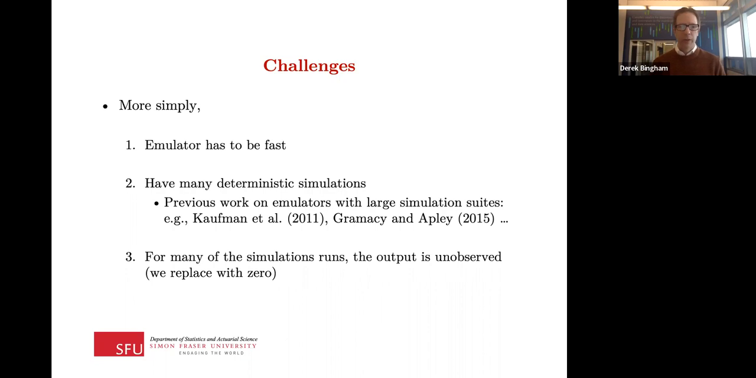There's been other work on creating emulators for large simulation suites. Another challenge, as I said, is that for many of the simulation runs that we have, no output is observed, and we're going to code that as having a zero chirp mass.